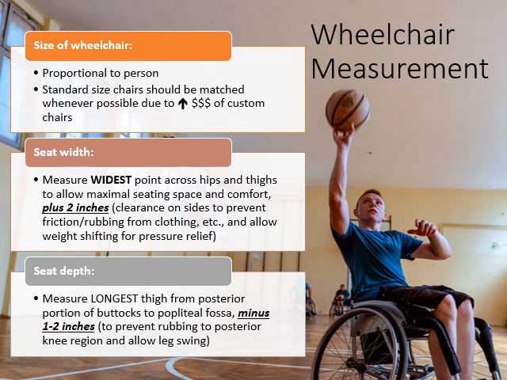Now you don't want it any wider than 1 inch clearance on each side, so that's that extra 2 inches, because if the seat is wider, then that becomes problematic for the position of the armrests. If the armrests are too wide, that also can inhibit function. So 1 inch clearance on each side is sufficient to measure for the seat width. So again, we're going from greater trochanter to the other, measuring the widest part of the hips and adding 2 inches to arrive at the appropriate seat width.